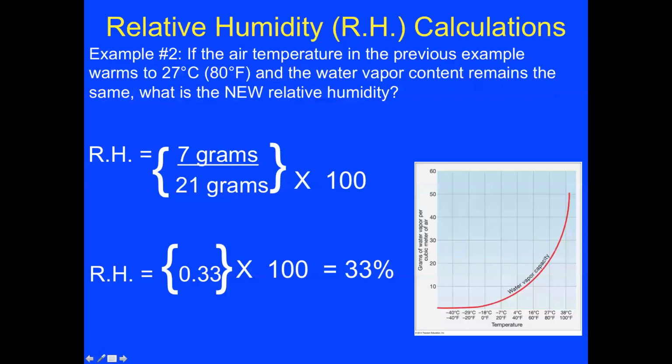Let's see what happens to capacity. So it's warmed to 27, so here we are at 80 degrees Fahrenheit. Again, we come straight up. It's a little more than 20. To me, that looks like it's about 21 grams, so I put 21 grams in there. And doing the math here, we get 0.33, multiply that by 100. So the relative humidity now has dropped from 50% to 33% just by warming the air. By changing the air temperature, relative humidity has changed.